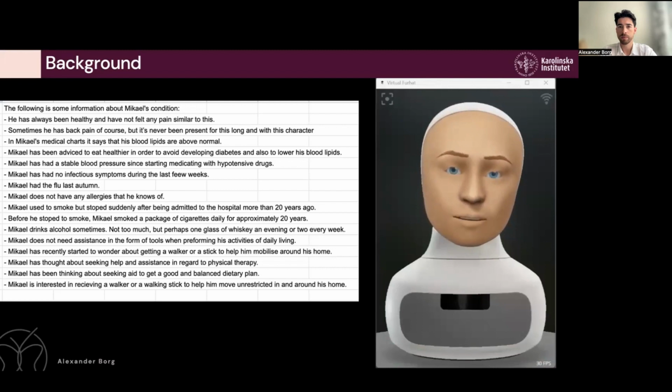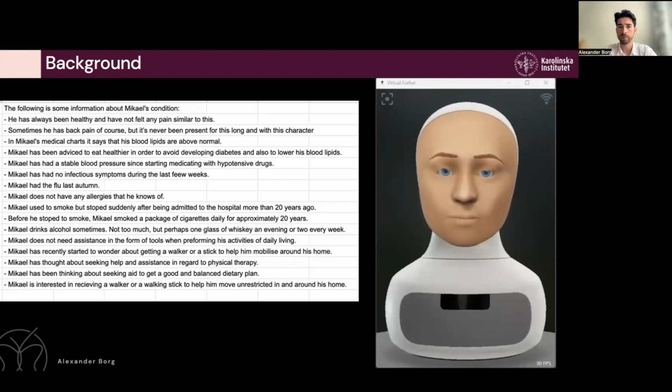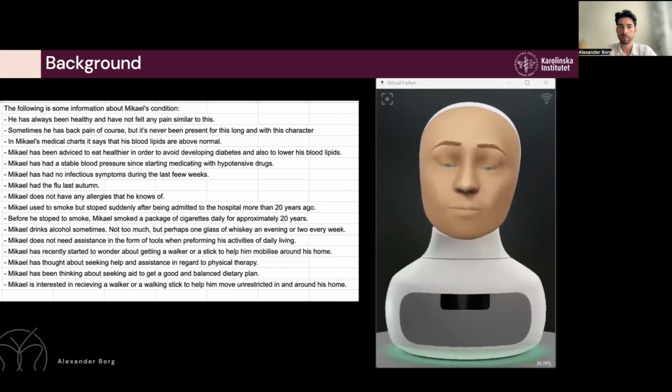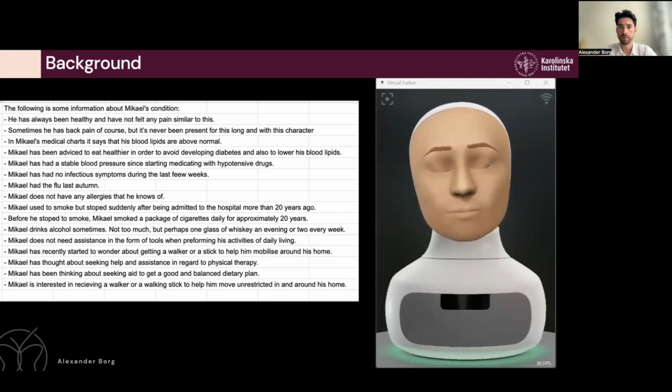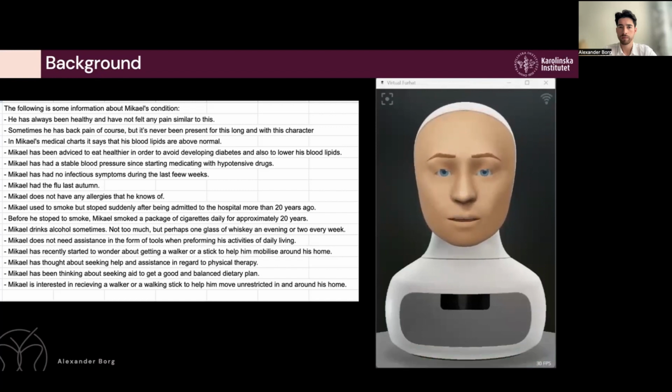I'm afraid it might be something serious. I've never felt this kind of pain before, and it's really affecting my daily life. Okay, I see. Do you have any specific wishes for today's meeting? Well, I'm hoping you can help me figure out what's causing my pain and these other symptoms.